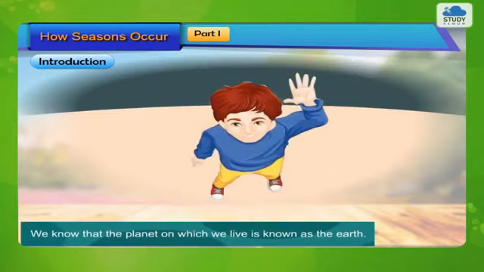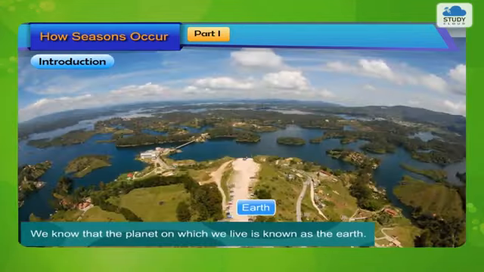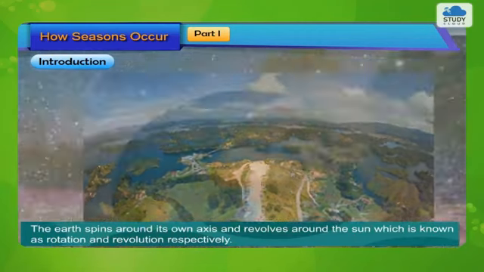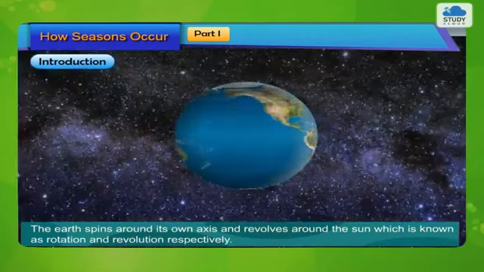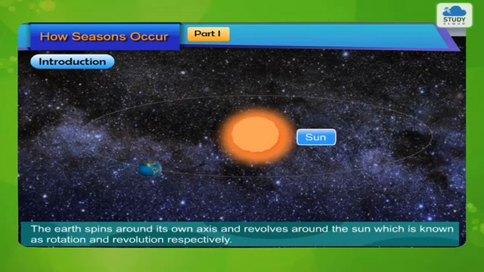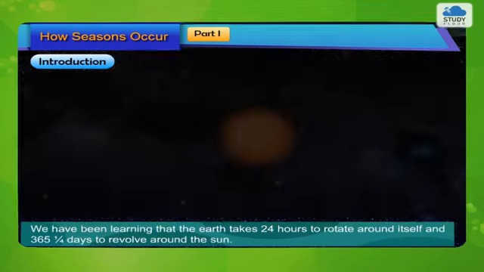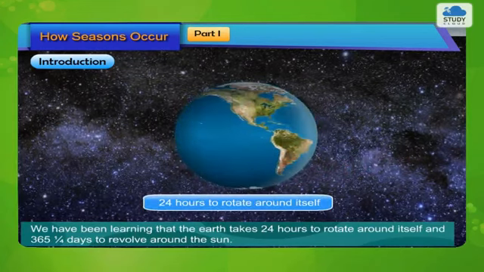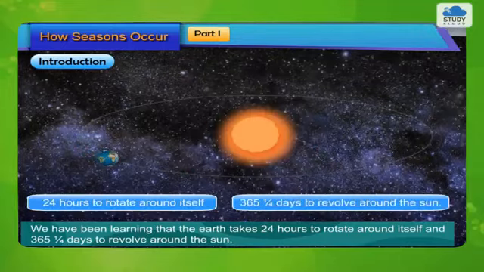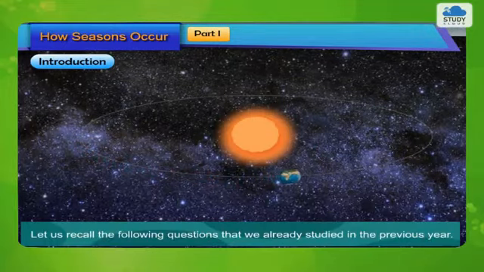Introduction. We know that the planet on which we live is known as the Earth. The Earth spins around its own axis and revolves around the Sun, which is known as rotation and revolution respectively. We have been learning that the Earth takes 24 hours to rotate around itself and 365 and 1/4 days to revolve around the Sun. Let us recall the following questions that we already studied in the previous year.